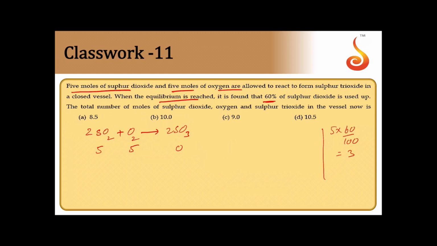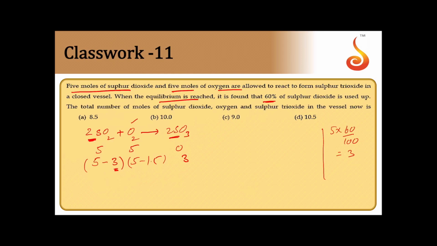So remaining moles of SO2 will be 5 moles, of which 3 moles are reacting here. When 3 moles react here, number of moles of O2 reacting will be 1.5 only, because when 2 moles of SO2 react, 1 mole of O2 is reacting, means half is reacting. When 3 moles of SO2 react, 1.5 moles of O2 should react. Therefore, remaining moles will be 5 minus 1.5. Coming towards number of moles of SO3 formed: when 2 moles of SO2 react, we get 2 moles of SO3, so 3 moles react means we get 3 moles of SO3.